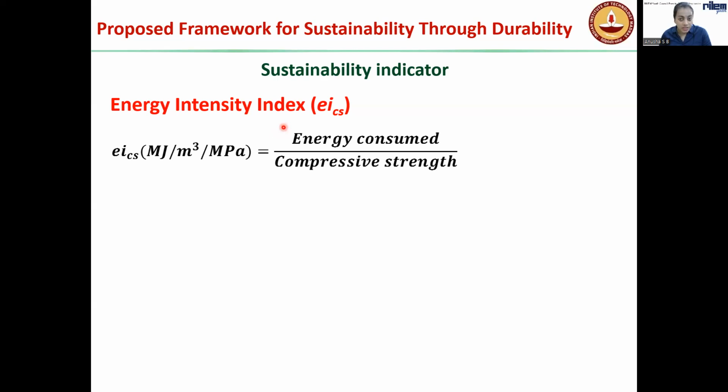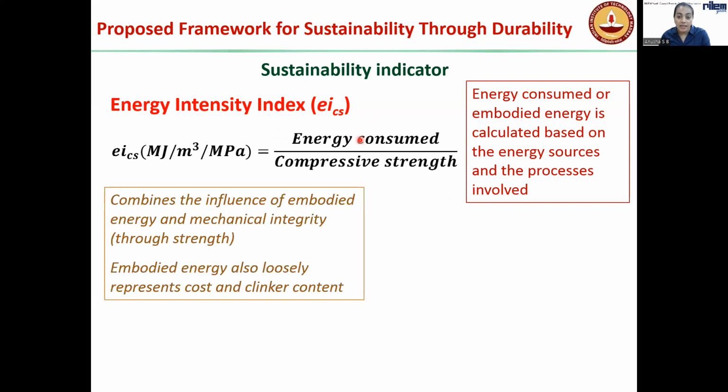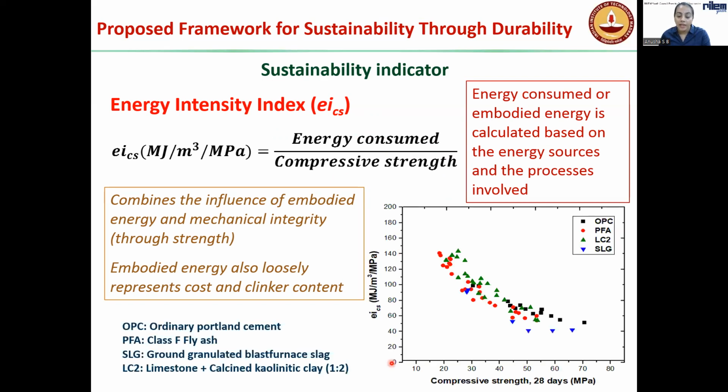One is the energy intensity index, the other is the apathy index. The first is the energy intensity index, which is the ratio of energy consumed and the compressive strength. The energy consumed per meter cube of concrete is calculated based on the energy sources and the processes involved in the concrete production. And this energy intensity index is a combination of the embodied energy and the mechanical integrity through the compressive strength. This can also loosely indicate the cost and the clinker content.